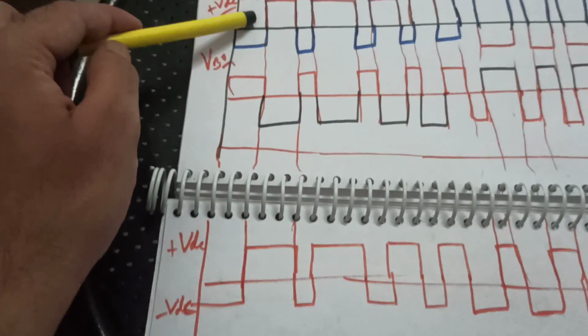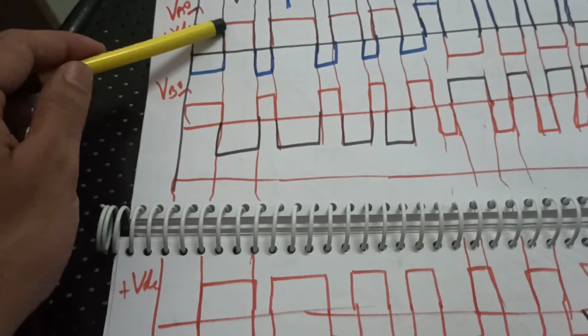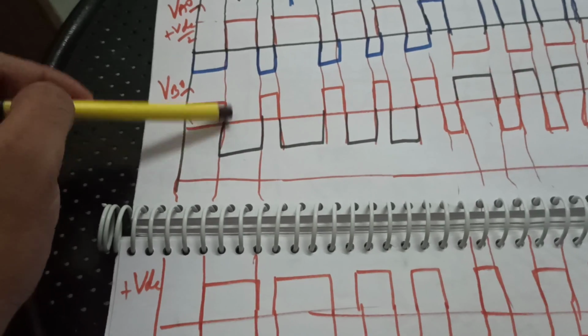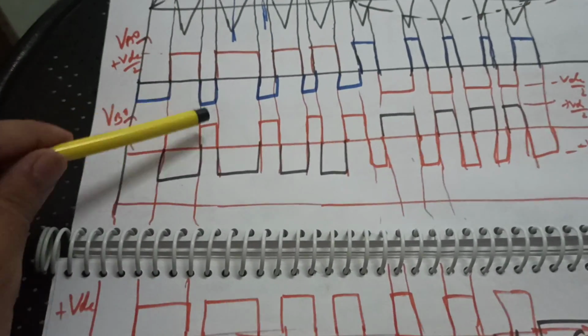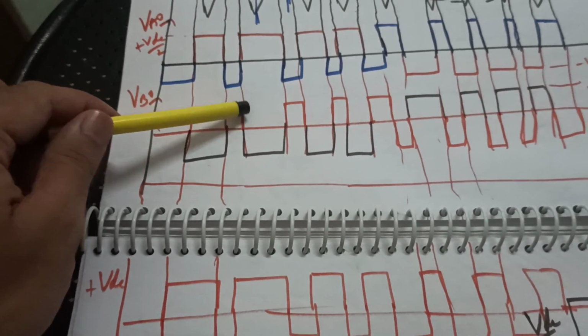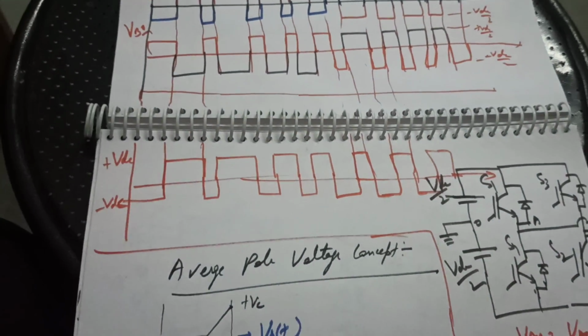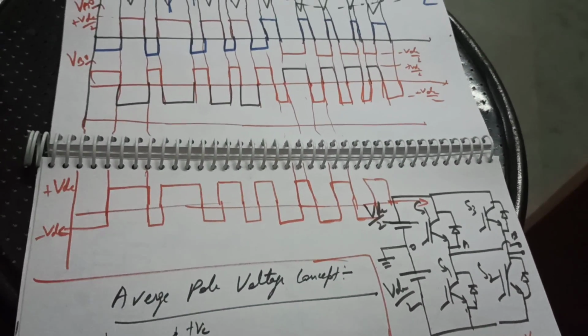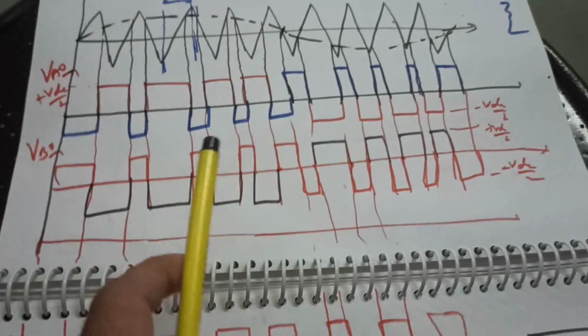Have a look at this. It is of magnitude plus VDC by 2. This is minus VDC by 2. So plus VDC by 2 minus of minus VDC by 2 gives you plus VDC. This is plus VDC. After that, this is minus VDC by 2 and this is plus VDC by 2. This gives us a minus VDC. Clear? So this is the output voltage that we will obtain. Clear? Now I would like to show you a very interesting thing. Look at this.